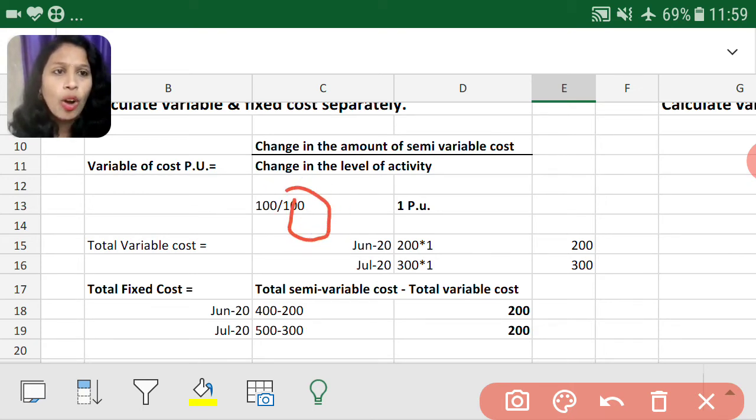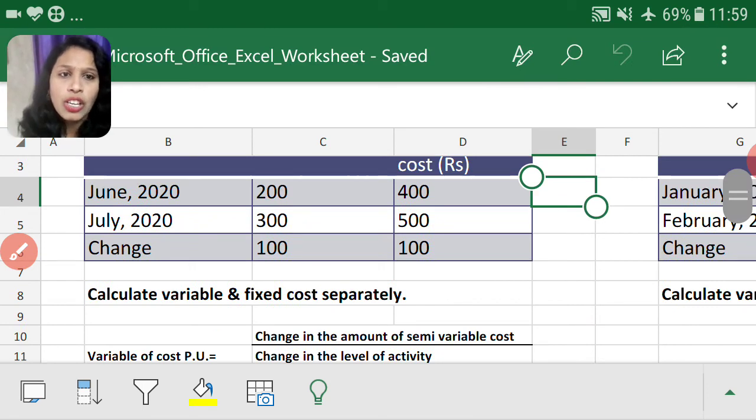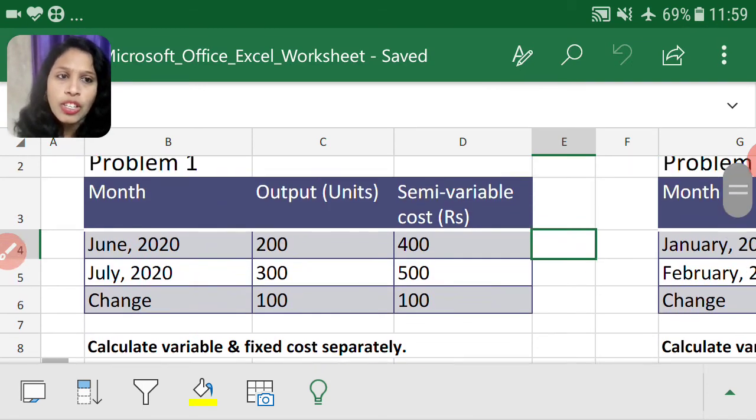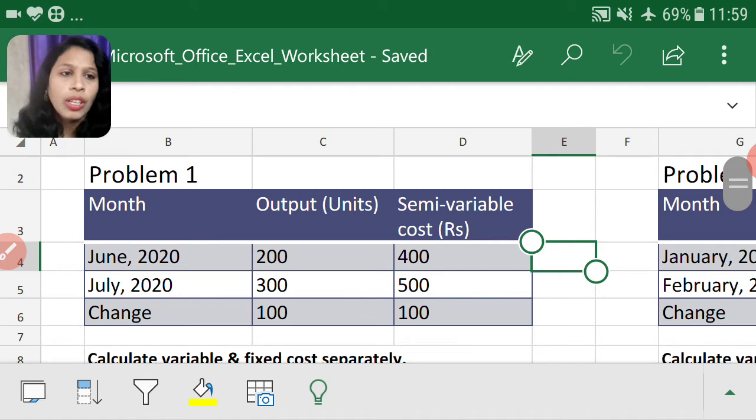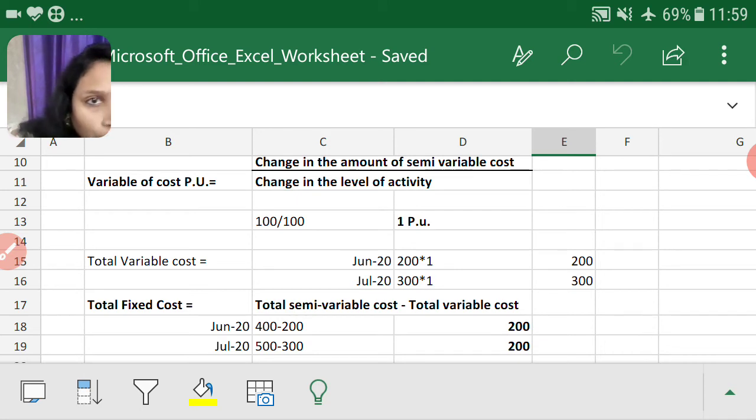Semi variable cost change we have already taken as 100, and change in the level of activity is 100. So here is the change in activity level and here is the change in semi variable cost. Then we calculate the answer: 100 upon 100, it means rupees 1 per unit. That is our answer, the variable cost per unit.